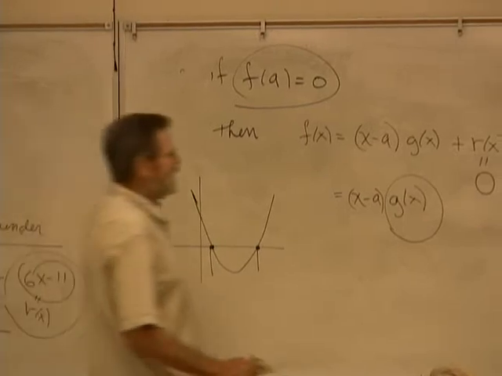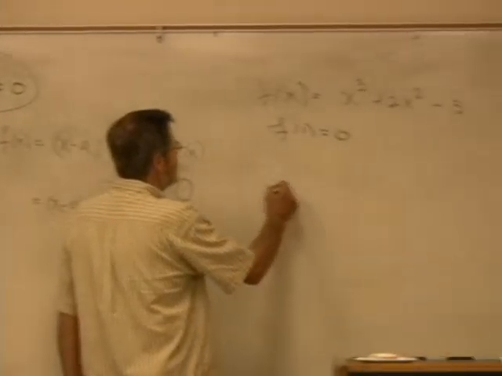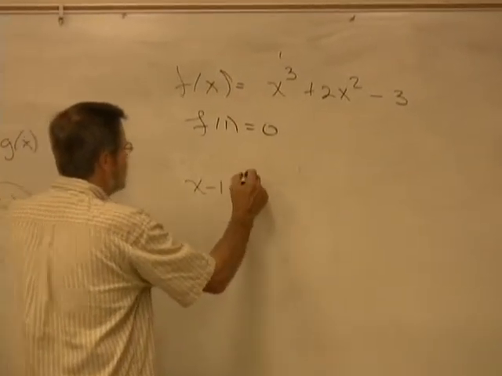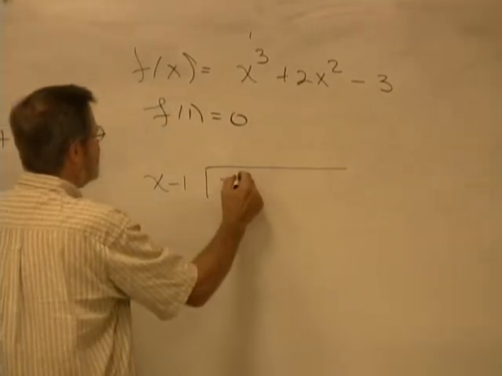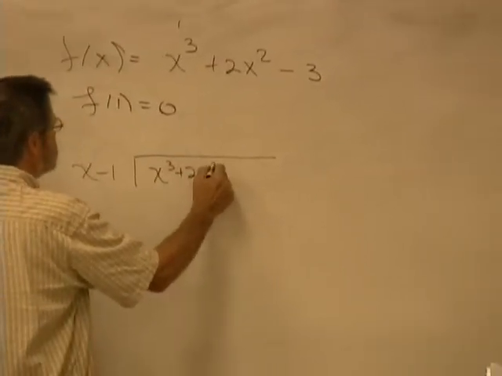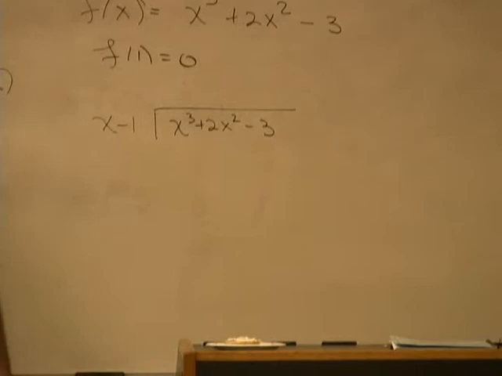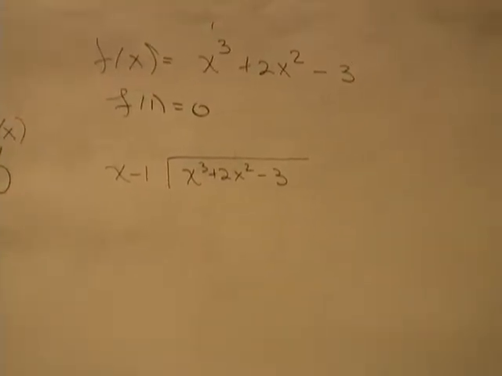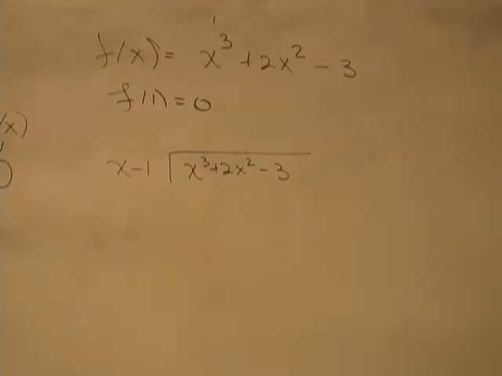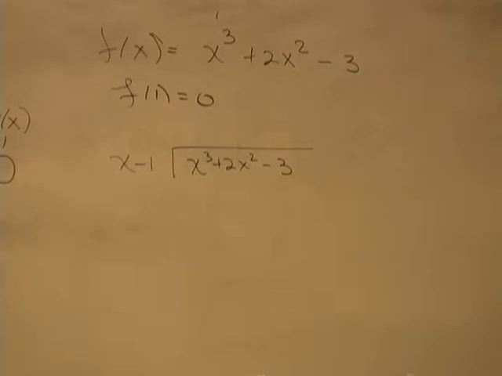So, since that's the case, that means if I divide x minus 1 into x cubed plus 2x squared minus 3, what will happen? You'll get a 0 remainder, right? Because the remainder is the value of the function at 1.